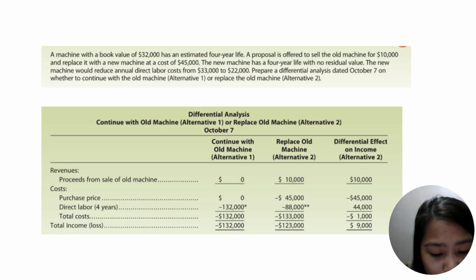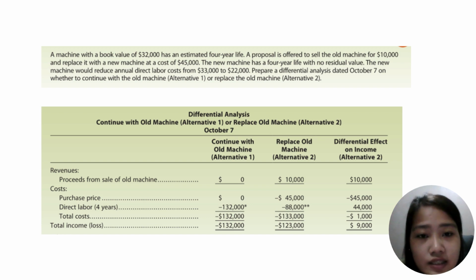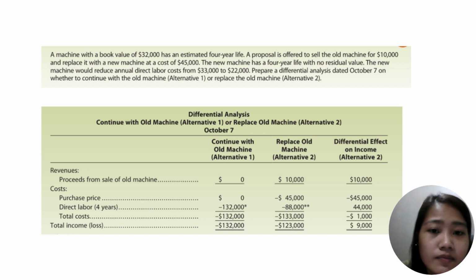So a machine with a book value of $32,000 has an estimated 4-year life. A proposal is offered to sell the old machine for $10,000 and replace it with a new machine at a cost of $45,000. The new machine has a 4-year life with no residual value. The new machine would reduce annual direct labor costs from $33,000 to $22,000. So we prepare a differential analysis dated October 7 on whether to continue with the old machine or replace it with the new machine.